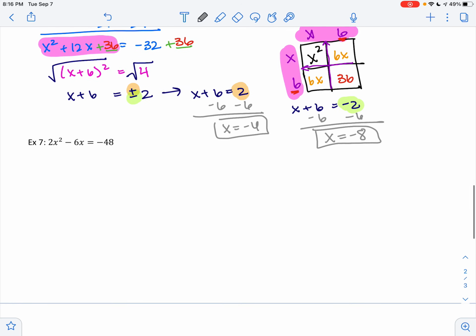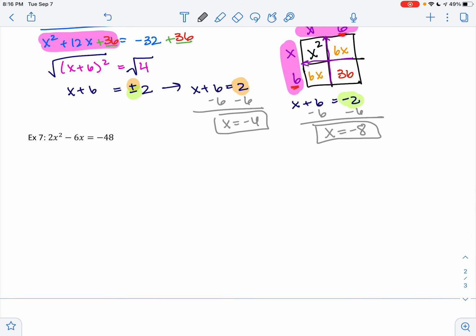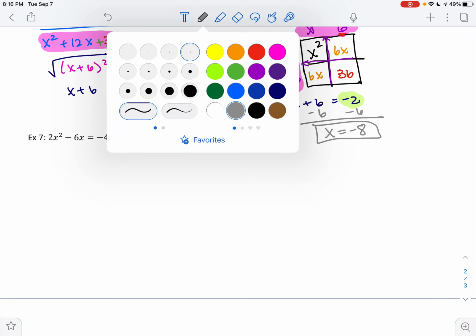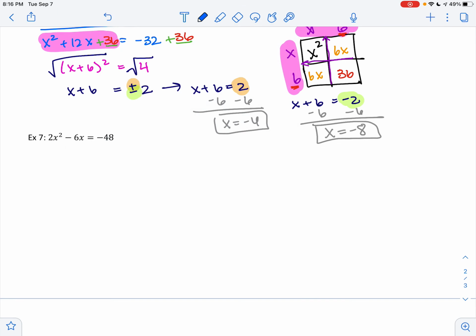On example 7, I can see that I have my x's on one side and my constant on the other. But I notice that the coefficient of my square term is 2. I need the coefficient of my square term to be 1. So I need to divide every term by 2. 2x squared divided by 2 is 1x squared. 6x divided by 2 is 3x. And negative 48 divided by 2 is negative 24.